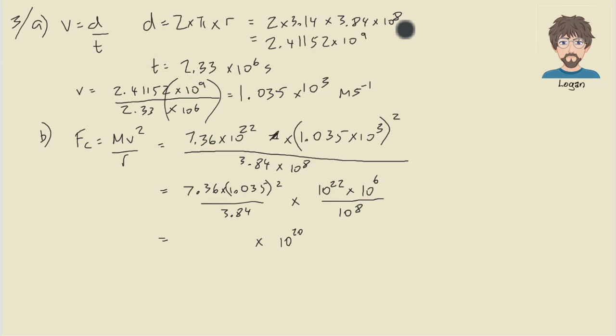10 to the 28 divided by 10 to the 8 is 10 to the 20. So you add the exponents of the two that are multiplied together, and subtract the exponent of the one you're dividing. And the numbers over here, 7.36 times 1.035 divided by 3.84, we get 2.053. That's an extra significant figure, so now we round. 2.05 times 10 to the 20.